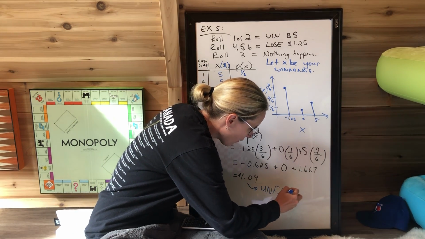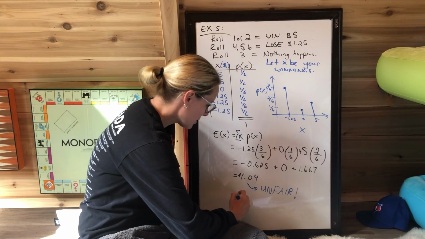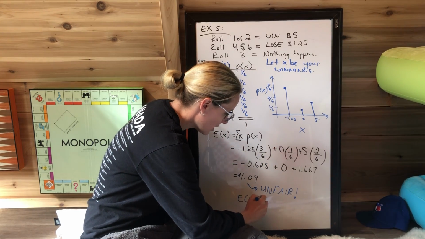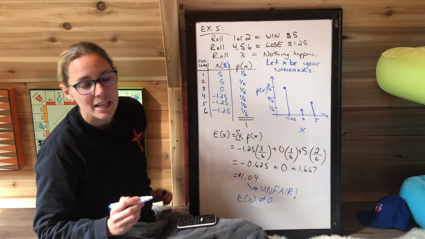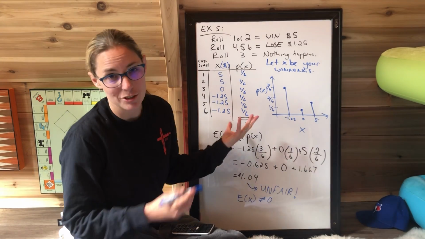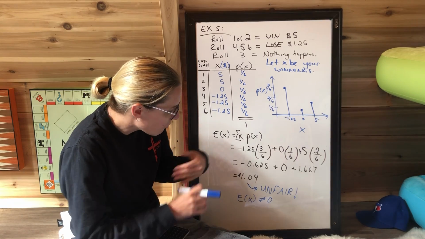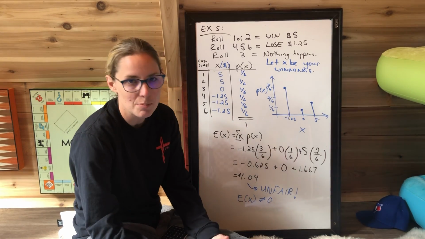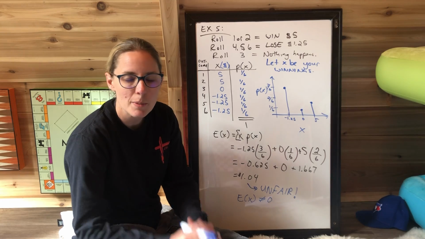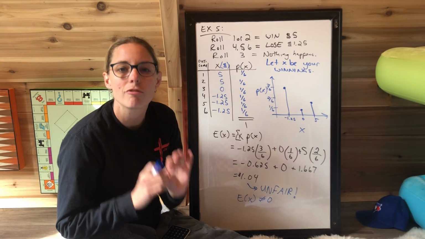Why is it considered unfair? Because the expected value is not equal to 0. It's more than fair to you is what it is. It's not fair to the person running the game. But the idea of what fairness is in this scenario is when the expected value equals 0. When you're expected to break even, that's considered fair.